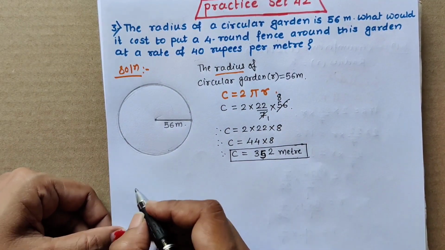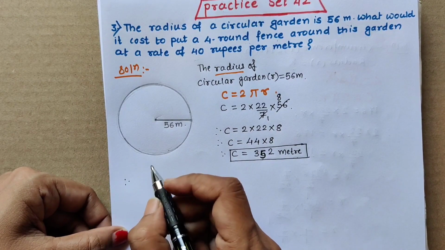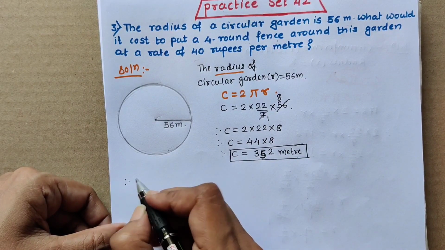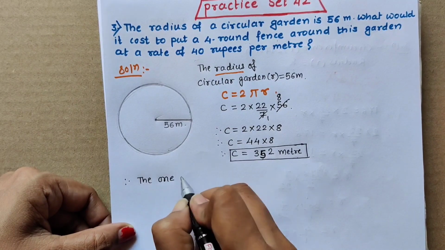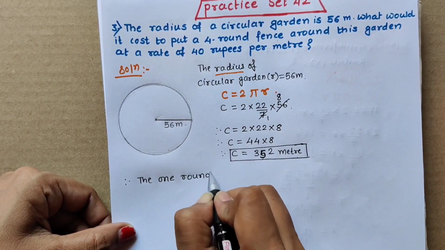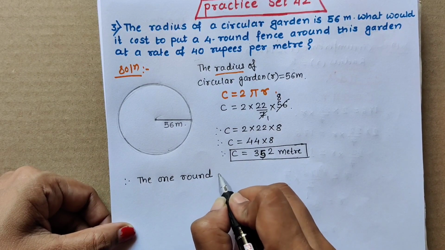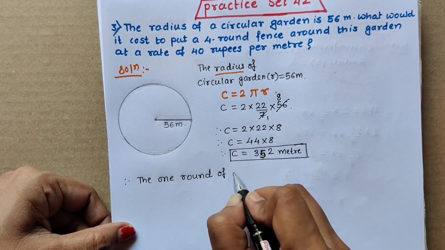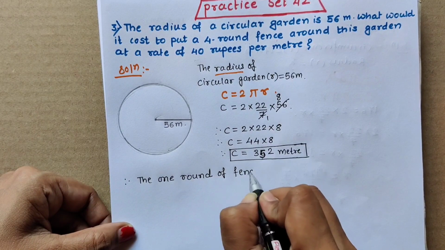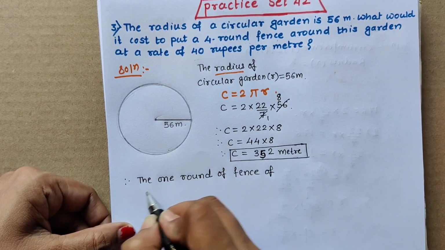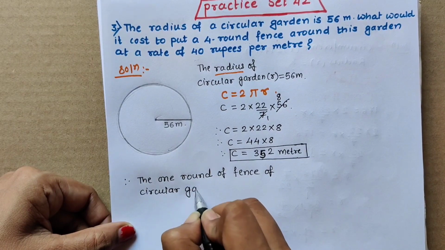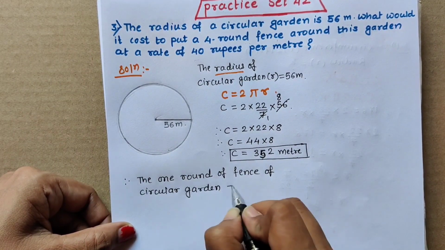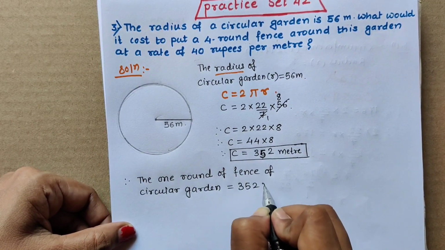So let us write, therefore the one round of fence for circular garden is equal to 352 meter.